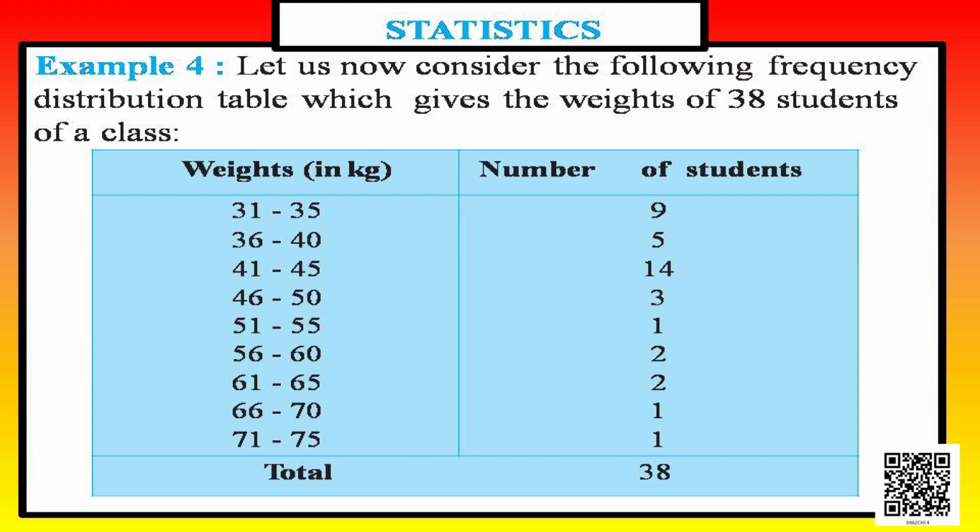This table is already given to you. Now suppose 2 new students have joined the class and their weights are 35.5 kg and 40.5 kg. So they are not coming into any one of the groups, neither in the first group, nor in the second group, nor in the third group. The first group is between 31 to 35 kg, so 35.5 kg cannot be included in that. The next group is from 36 to 40 kg, so we cannot include 35.5 there either. So what do we do in such cases?